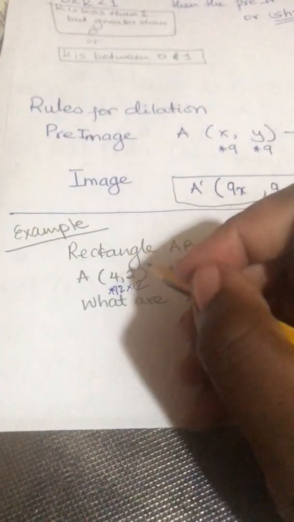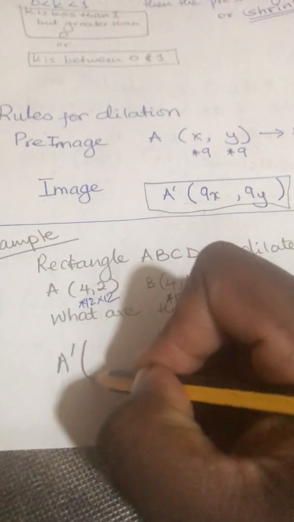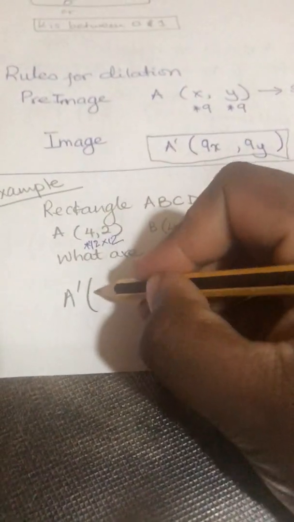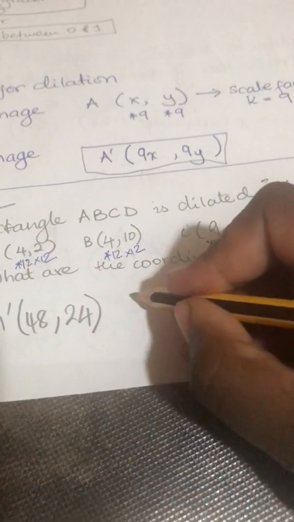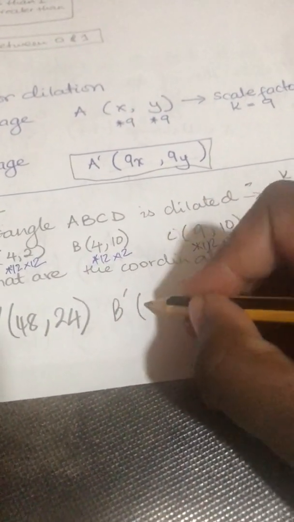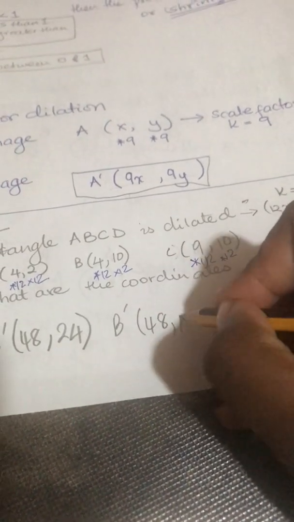Okay, now you do 4 times 12. A prime will be 48. 2 times 12, 24. B prime will be 48 and 120.